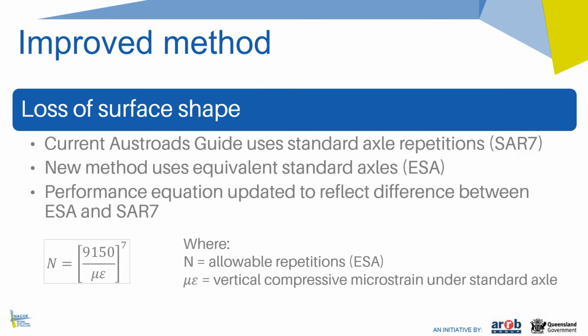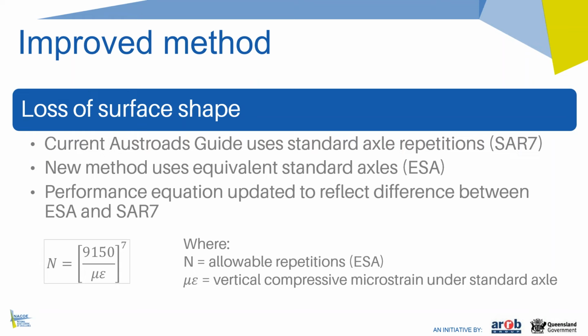In the new method, it's not necessary to calculate SAR 7. We don't need to calculate SAR 5 either. So instead, the damage for subgrade rutting is considered in units of ESAs.